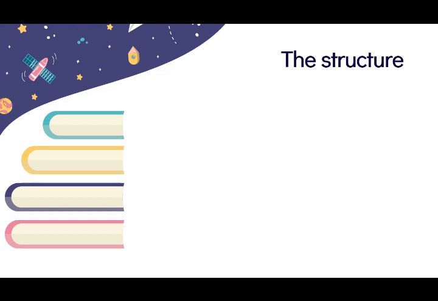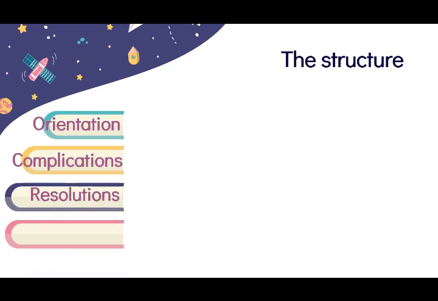Next, the structure, struktur dari narrative text. Secara garis besar ada 4. Orientation, complications, resolutions, and reorientations. Sekarang kita akan melihat satu persatu bagian dari teks naratif ini. Dari yang pertama, orientation.